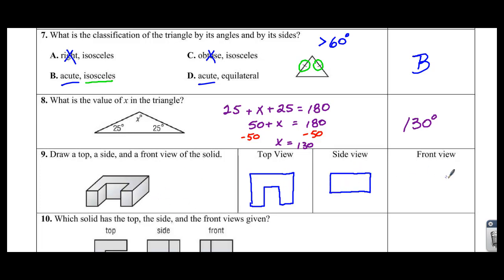What's the front view look like? Well, the front view looks like a rectangle. And that rectangle is going to have these two parts in it. So this is that, and then this recessed back is this. But when you look at it across the front, it just looks like a rectangle that's been divided into 3 parts.